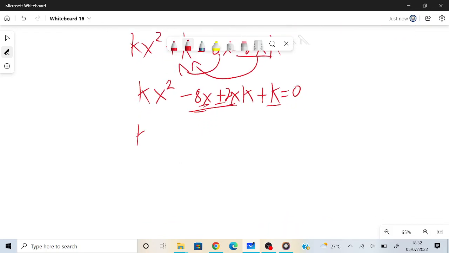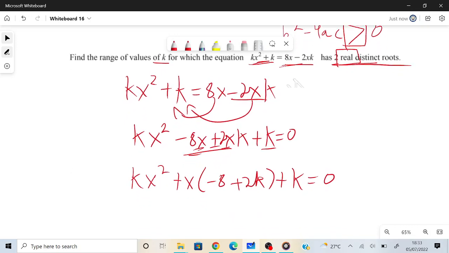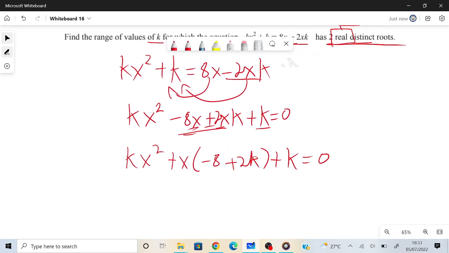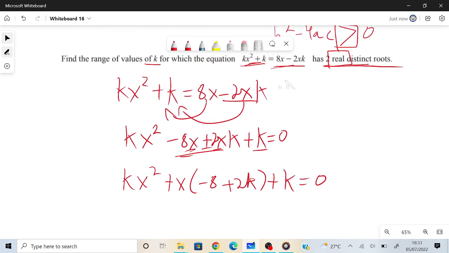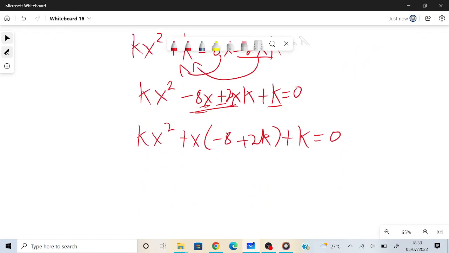So now I have kx squared plus x into minus 8 plus 2k, plus k equals 0. Of course, do remember that we are using this greater than 0. I'm just writing equal to 0 now because sometimes it's better to use equal to 0, but do remember that when you do test your final answers, you have to take in consideration the greater than 0 sign.